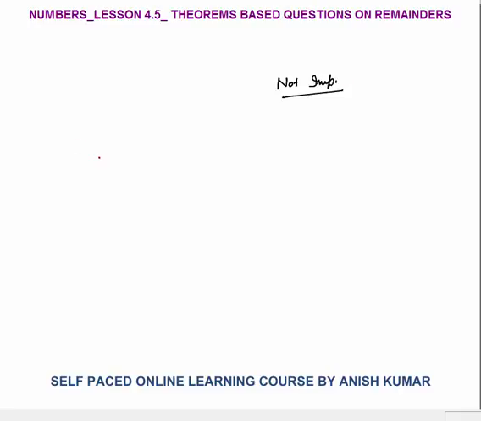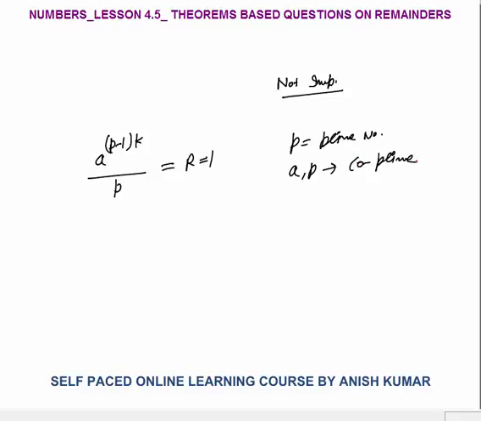First concept says that a raised to the power p minus 1 into k, divided by p, the remainder will always be 1, where p is a prime number, and a and p are co-prime. Co-prime numbers are those whose HCF is 1. It means that there is no common factor between a and p.